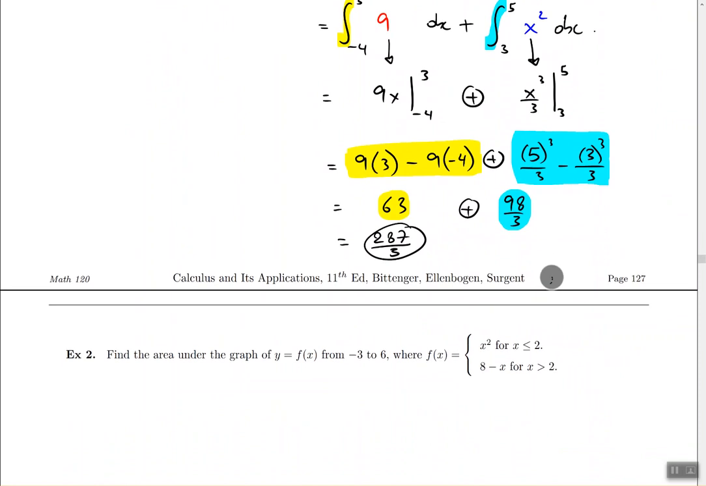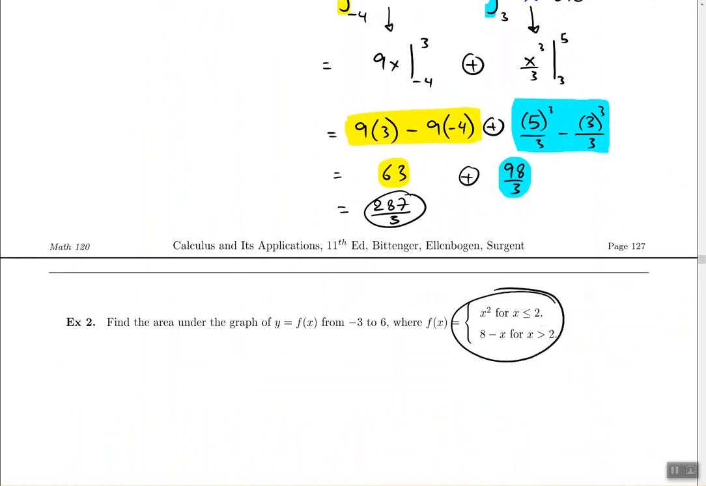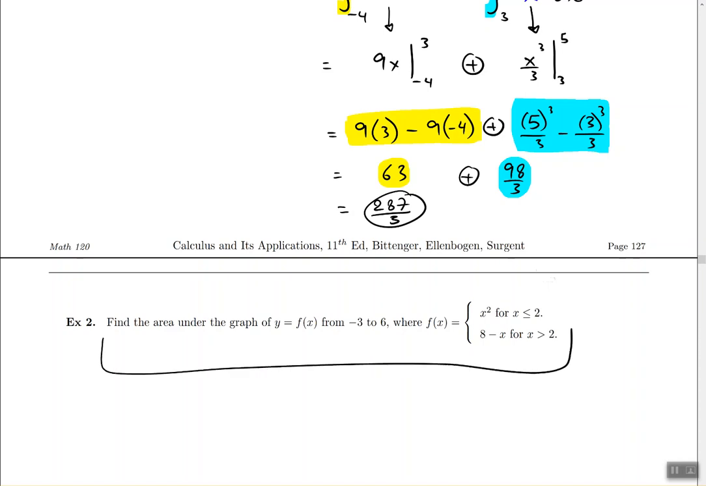So I want to give you a chance to try this next problem, and I'll explain how to do it in the next video. In the meantime, try to find the area that we're talking about here.